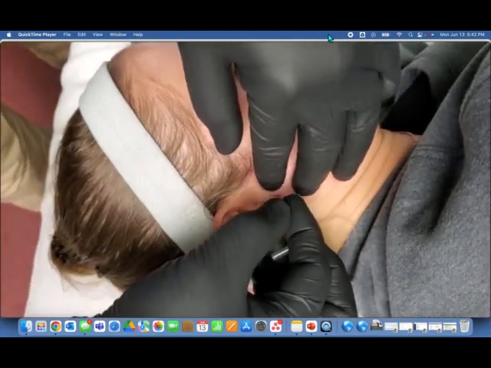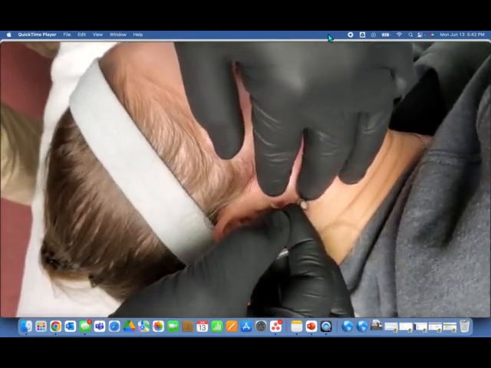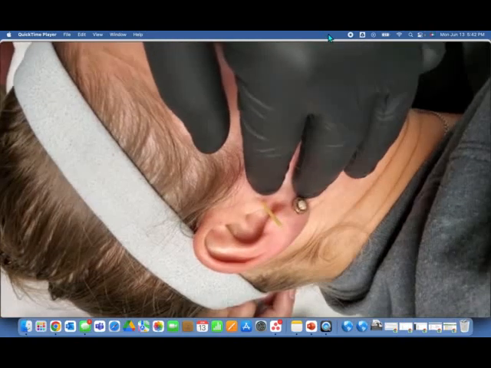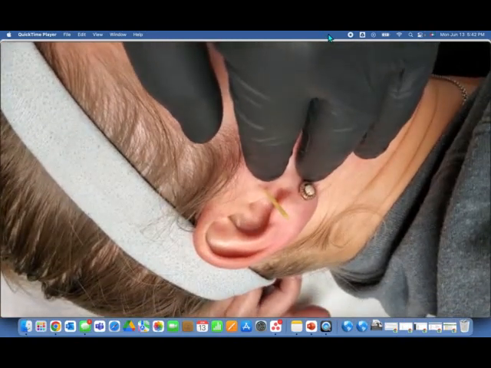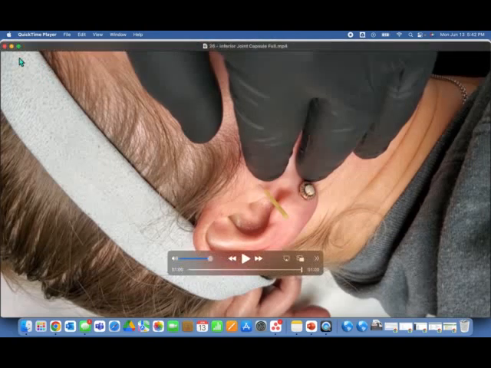So on this, as you can see, you get very close to the tragus of the ear when needling this. Depending on the person's body structure, it could be a little bit more anterior. In her case, it was getting real close to that tragus.